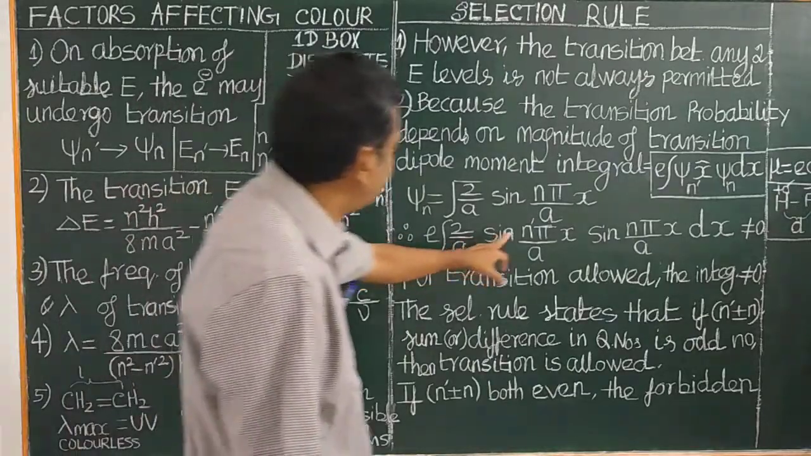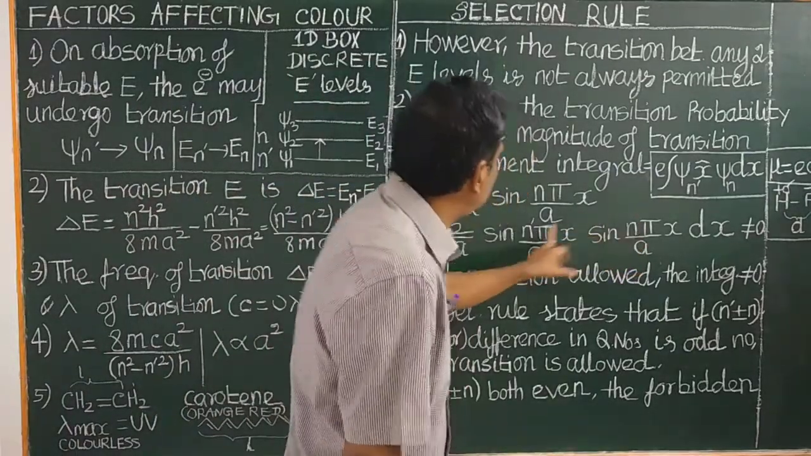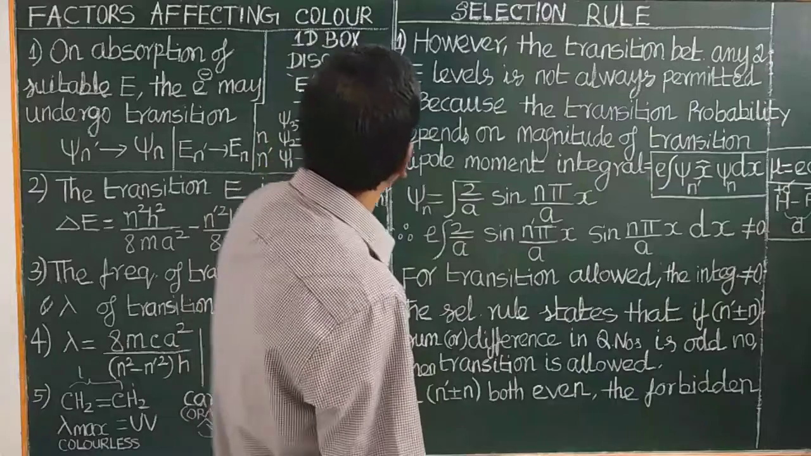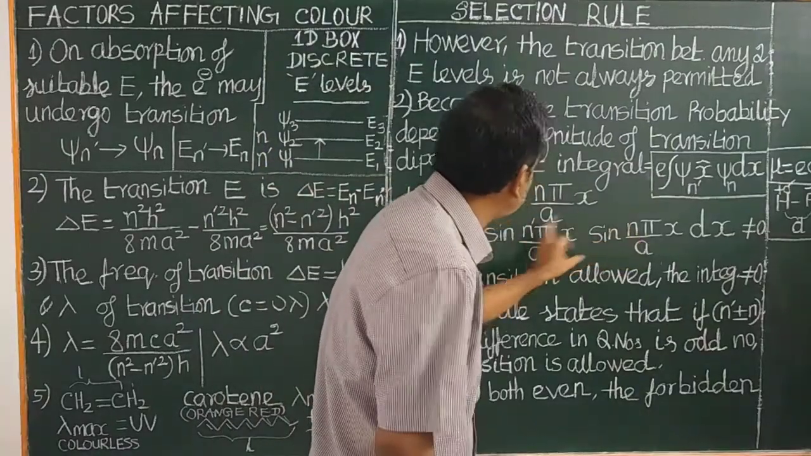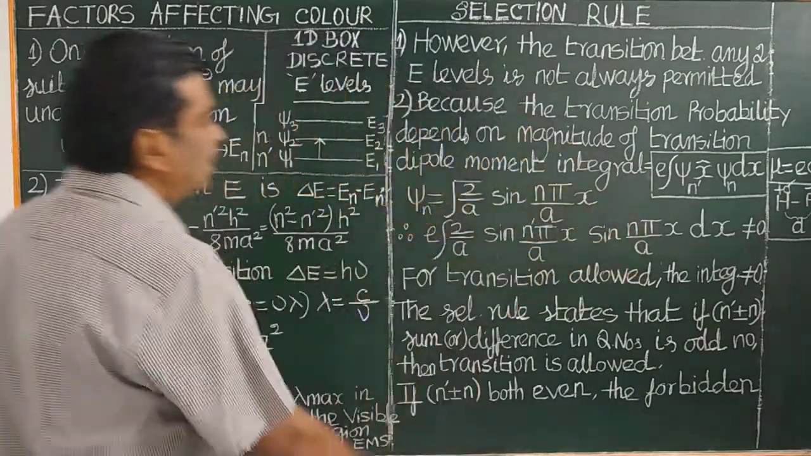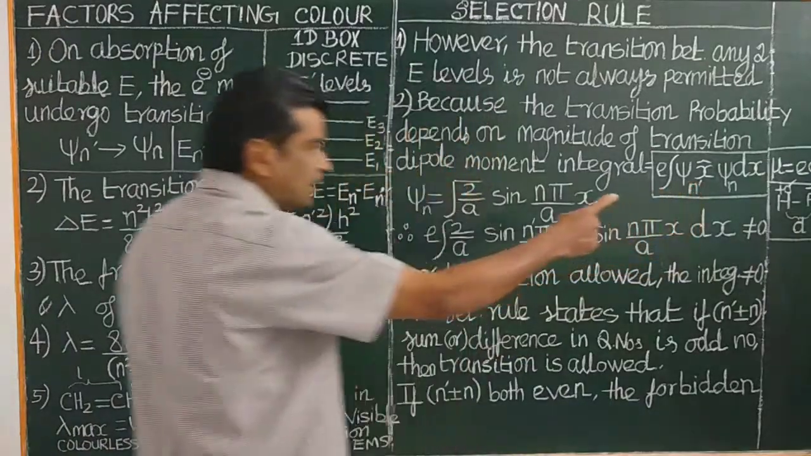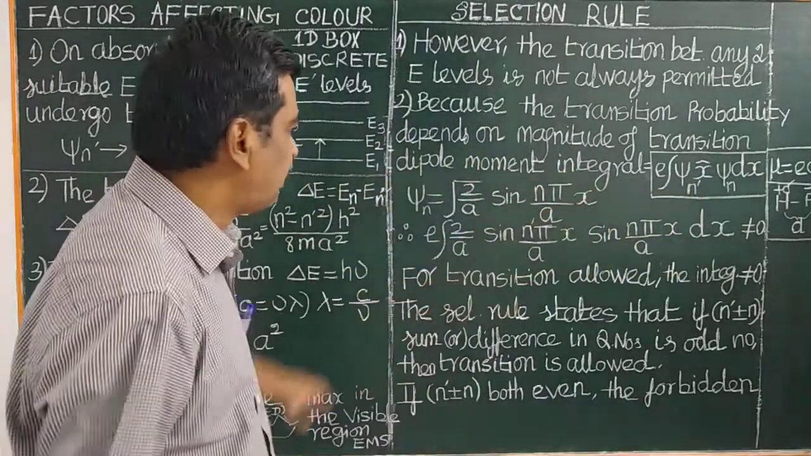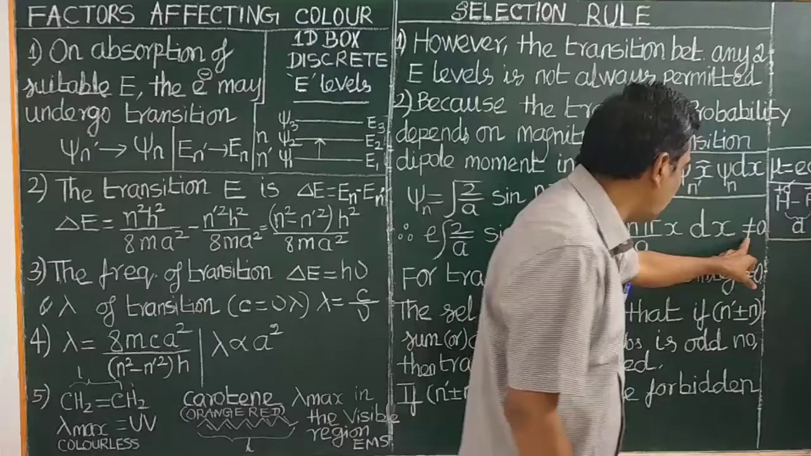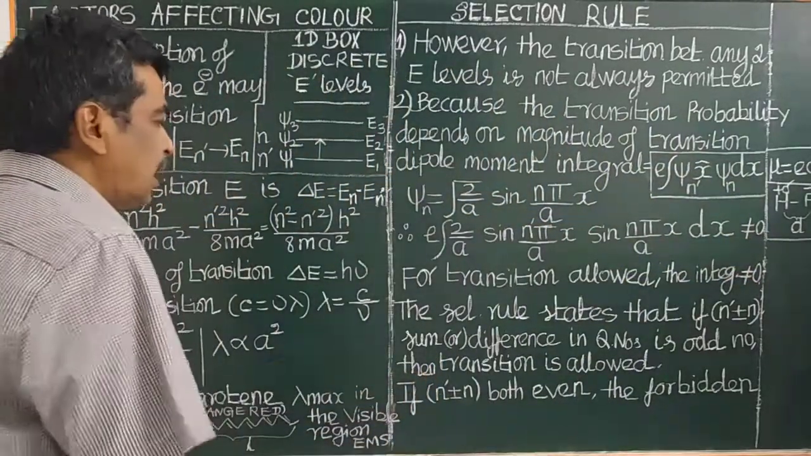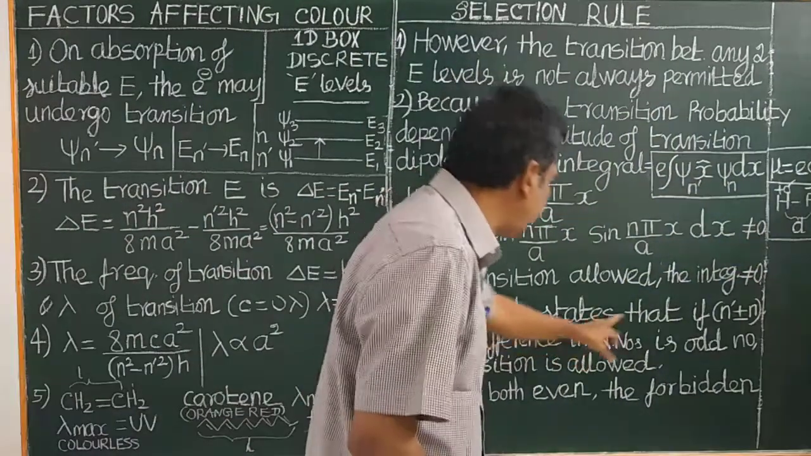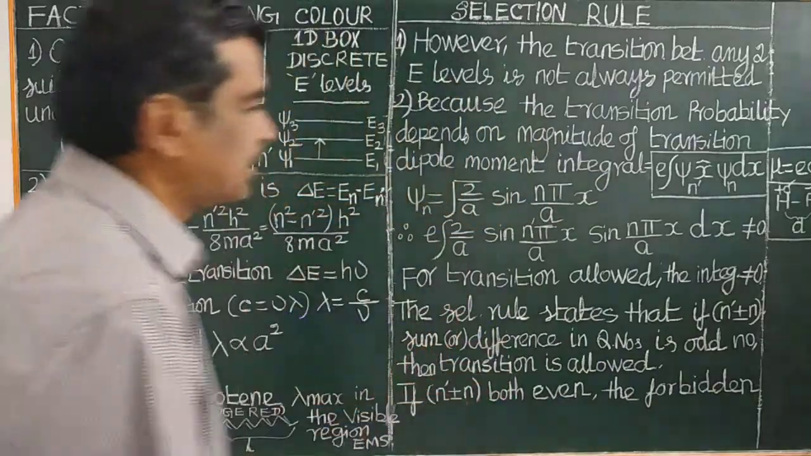அதே இது நீங்க n prime n இருக்குல, இது n prime வந்து 1 ல இருந்து 3க்கு போகும். 1 3 போட்டு நீங்க கால்குலேட் பண்ணீங்கன்னா the integral can be evaluated. ஓகே, இப்போ எவாலுவேட் பண்ணீங்கன்னா இது வந்து ஜீரோன்னு வரும் அப்படின்னா அந்த டிரான்சிஷன் நடக்காது. அப்போ இந்த செலக்ஷன் ரூல் ஸ்டேட்ஸ் தட் what is the selection rule?